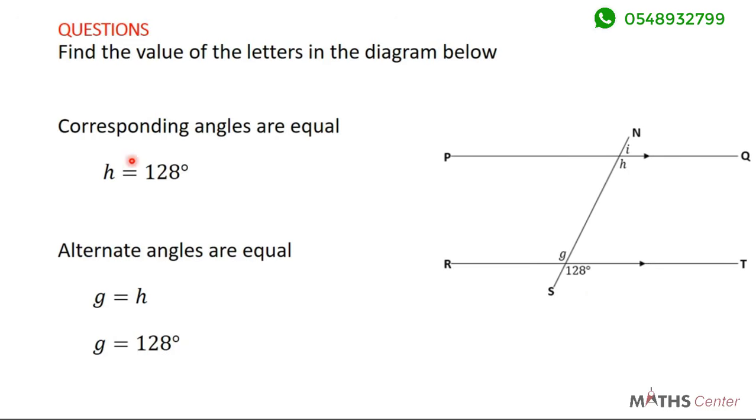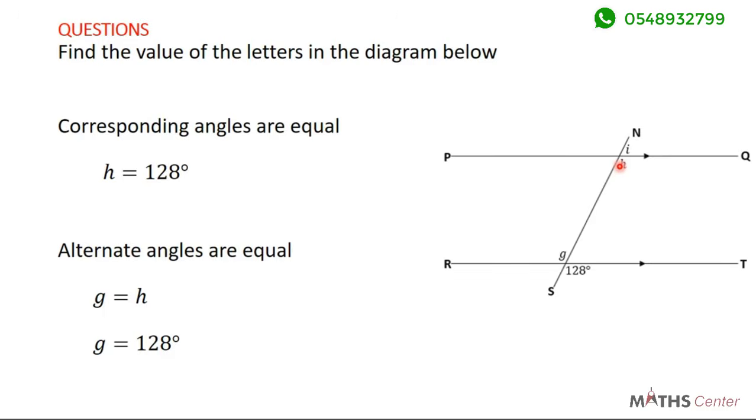So here we found H, we found G, we are left with I. How do we find I? Now let's look at it very carefully. We can see that I and H are on a straight line.